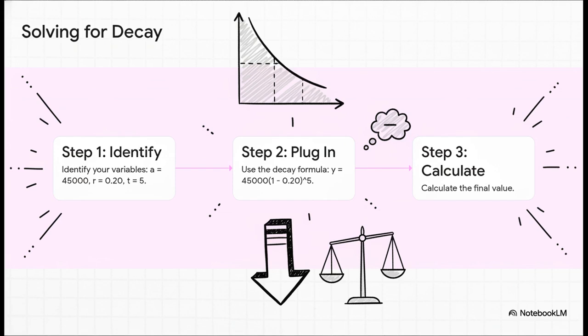So the process is almost identical. We find our A, our R, and our T. But here is the one absolutely crucial change. Instead of adding the rate, we subtract it. Our decay factor becomes 1 minus 0.20, which is 0.8. And since that number is less than 1, we know we're on the right track for decay.